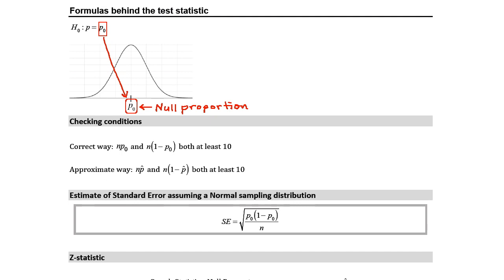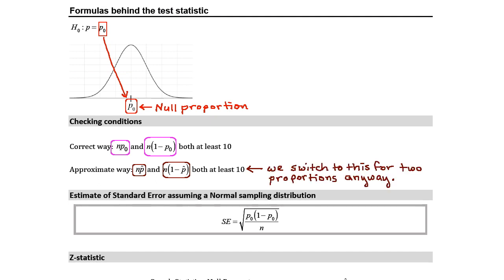And because this is the distribution that we're using, the really correct way to check conditions is to calculate n times p naught and n times 1 minus p naught and check that both of those are at least 10. However, there are various reasons why we sometimes settle for instead just checking n times p hat, the sample statistic, instead of the null proportion, and n times 1 minus p hat. A lot of the reason we sometimes settle for this is that we have to do it this way for two proportions anyway.